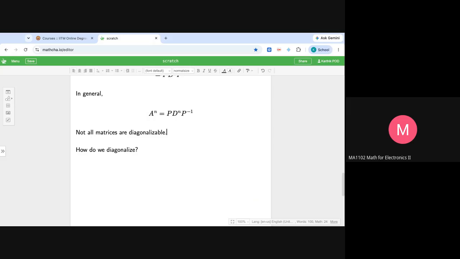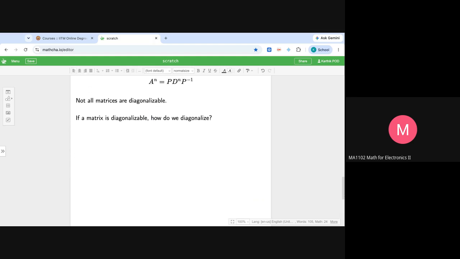So that's the first thing. Now, if a matrix is diagonalizable, how do we diagonalize? That's the next question. So the question therefore becomes: what is the algorithm, in some sense? What is the procedure is what we're asking.